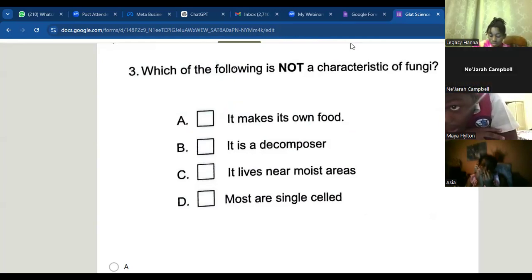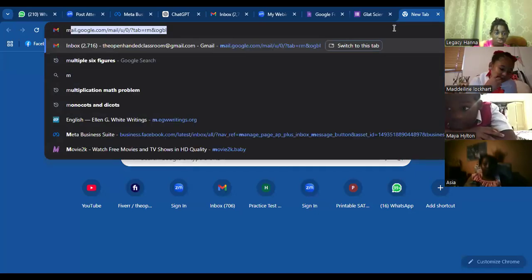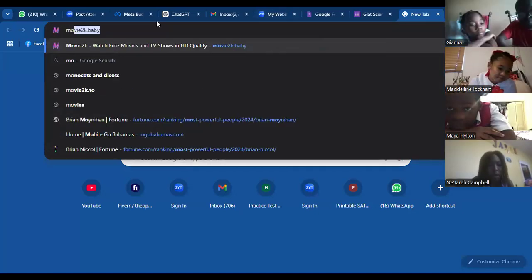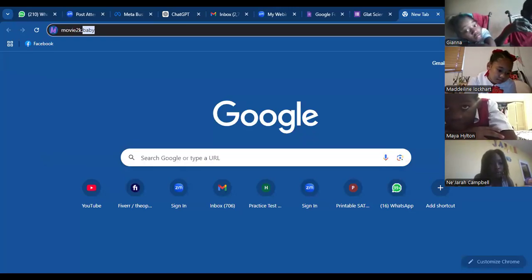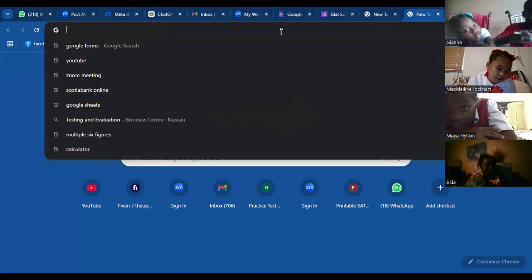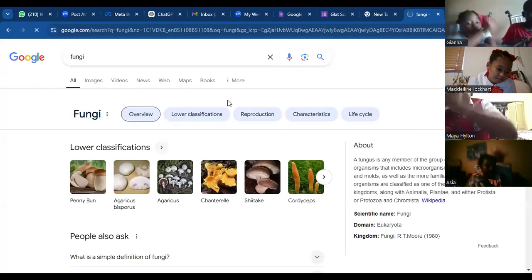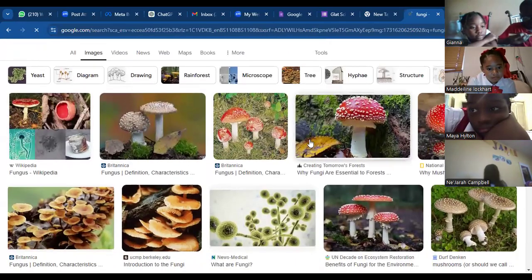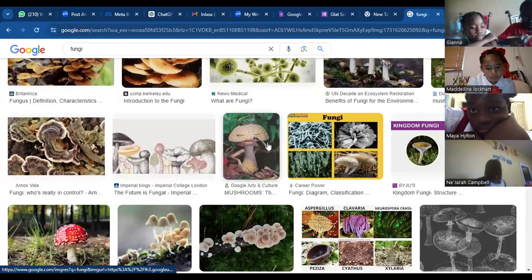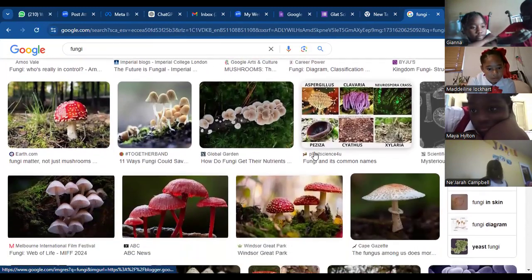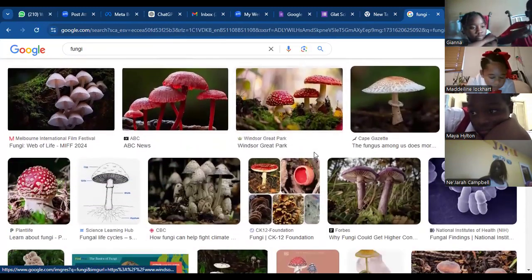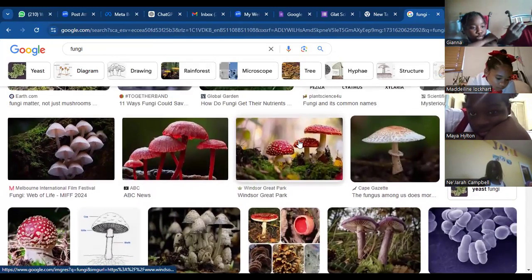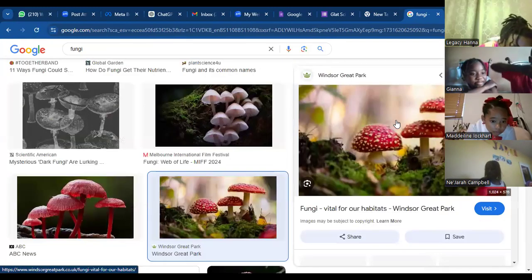Let me show y'all. Y'all can see my screen, right? What about yeast? It's kind of plant-like. Yeah. What about mushrooms? Yeah, mushrooms, yeast, all that. Truffles, fungi. So all these are examples. This is fungi, right? They're not really plants and they're not really animals. They are living organisms.